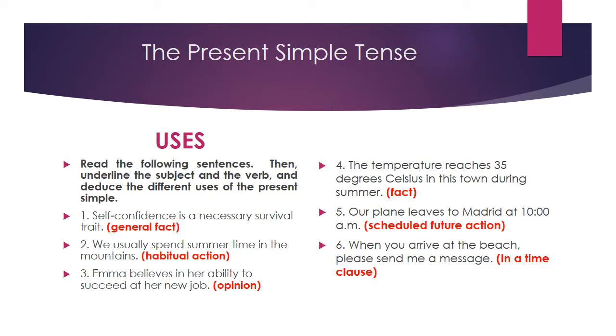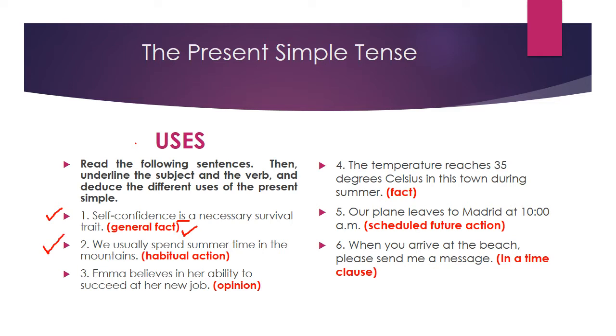Okay, first of all, when we learn any tense, I teach you its uses. For the simple present tense or present simple tense, we have 6 uses. Let's begin. Let's read each of the following 6 sentences to deduce the uses of the present simple. Sentence number 1, self-confidence is a necessary survival trait. Here I use the present simple, is, not was. Why? Because self-confidence is a necessary survival trait is a general fact.